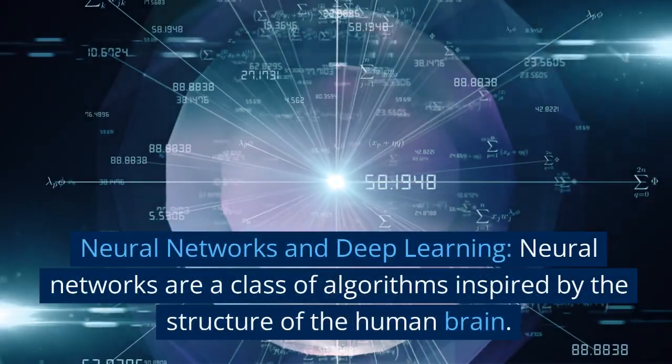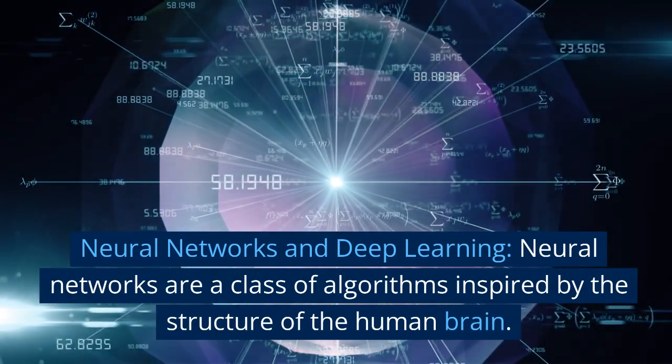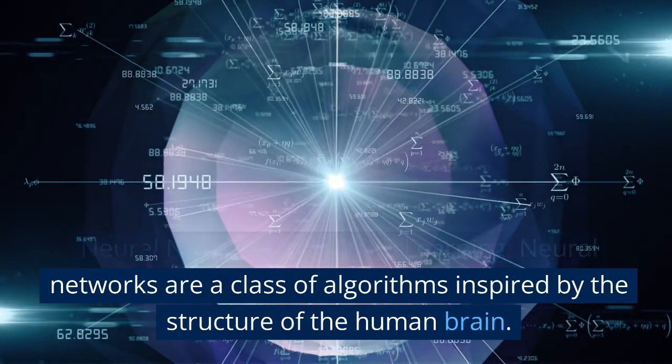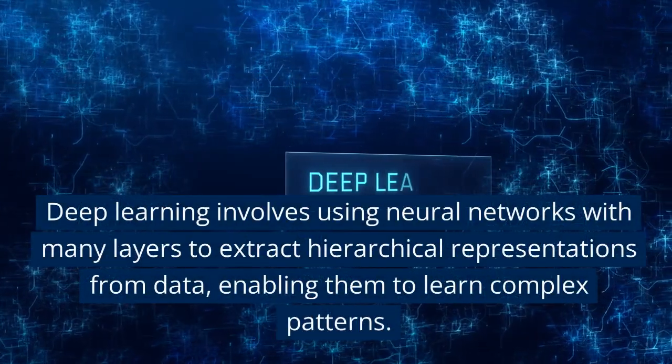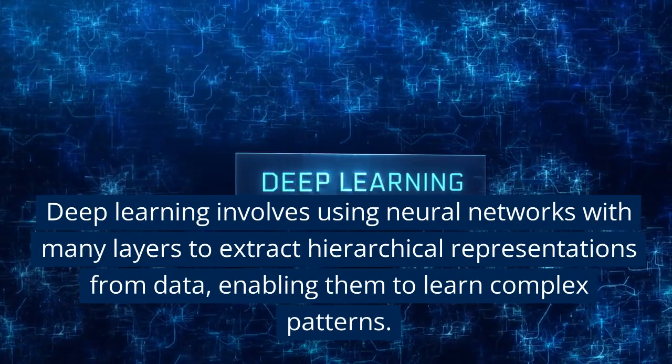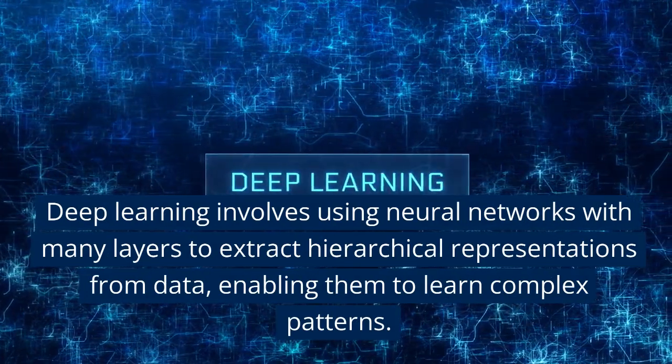Neural networks and deep learning. Neural networks are a class of algorithms inspired by the structure of the human brain. Deep learning involves using neural networks with many layers to extract hierarchical representations from data, enabling them to learn complex patterns.